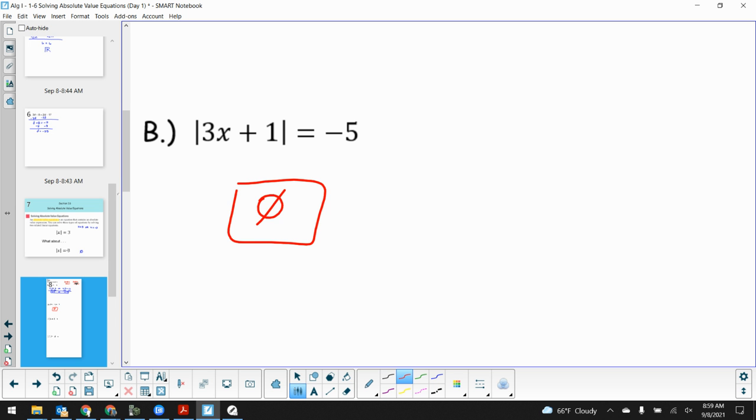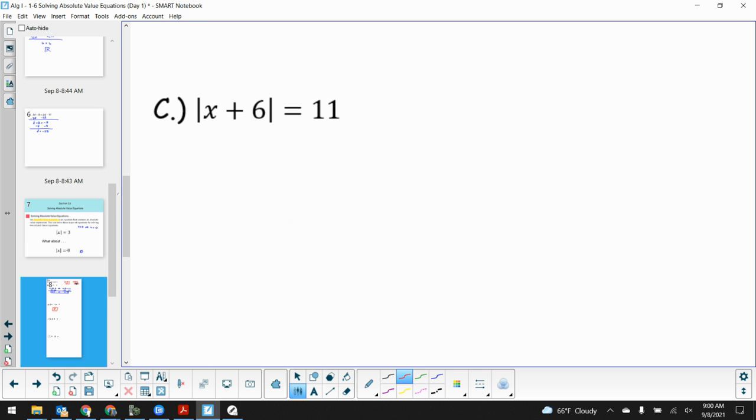Nice. No work involved there. And the reason being is because it was equal to a negative. The absolute value was equal to a negative, and that cannot happen. Now, I want to warn you, that doesn't happen all the time. You can't just go to your homework and write no solutions for all of them.